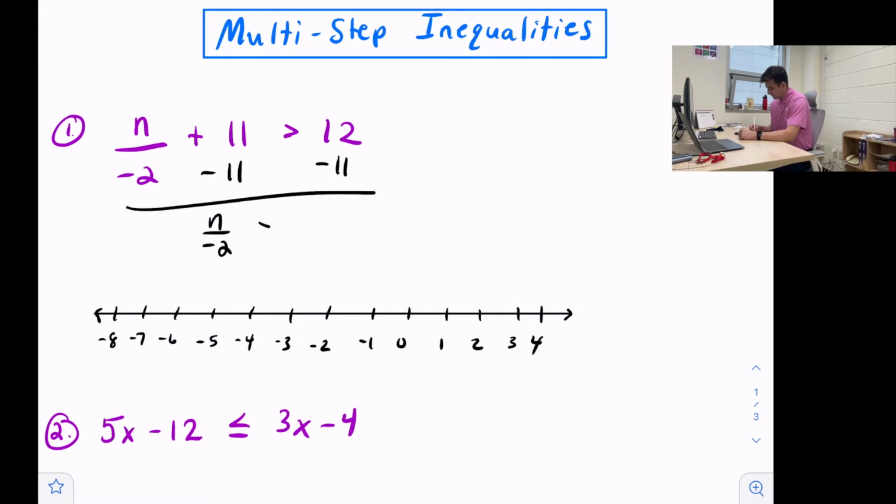And now we have n divided by negative 2 is greater than 1. And now we need to multiply both sides by negative 2. So remember, when working with inequalities, when you multiply or divide by a negative, you need to flip that inequality symbol. So we're left with n is less than negative 2.